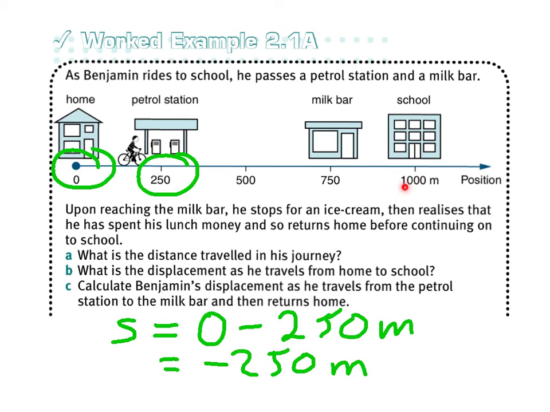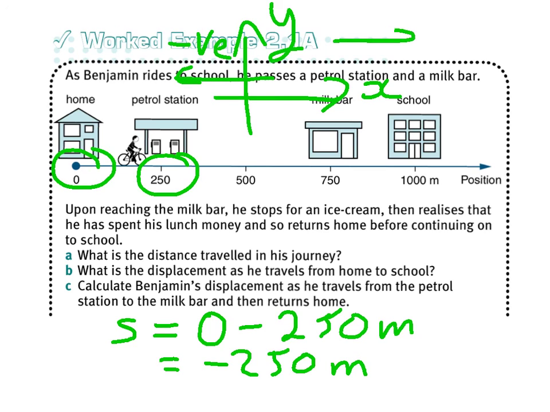So if he finished up over here, it would be a positive displacement, but because he finished up to the left, it is a negative displacement. And at this stage, you might want to remember during your graphing in maths, where this is the negative direction, this direction is the positive direction.